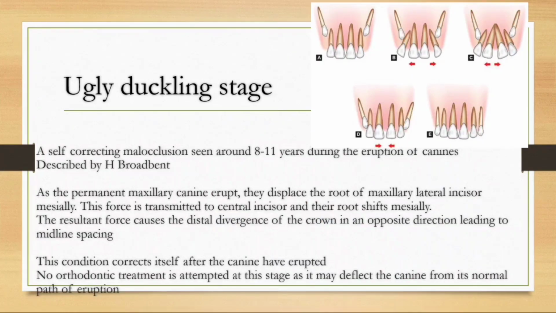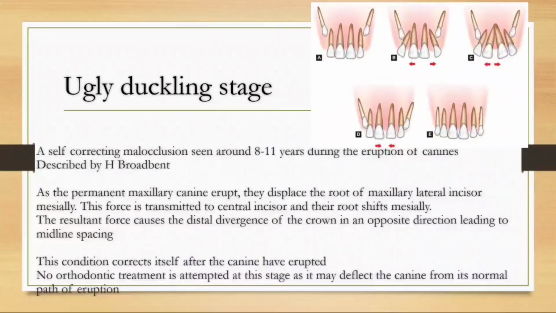So the ugly duckling stage we already discussed, during 8 to 11 years. What happens is when the eruption of canine starts, it impinges on the roots of the lateral incisor. So this lateral incisor in turn impinges on the roots of the central incisor mesially. So the crown moves towards the distal side. So the crown of the central incisor moves towards the distal side. So there is a gap present in between the teeth. It looks like midline diastema, and the child feels ugly.